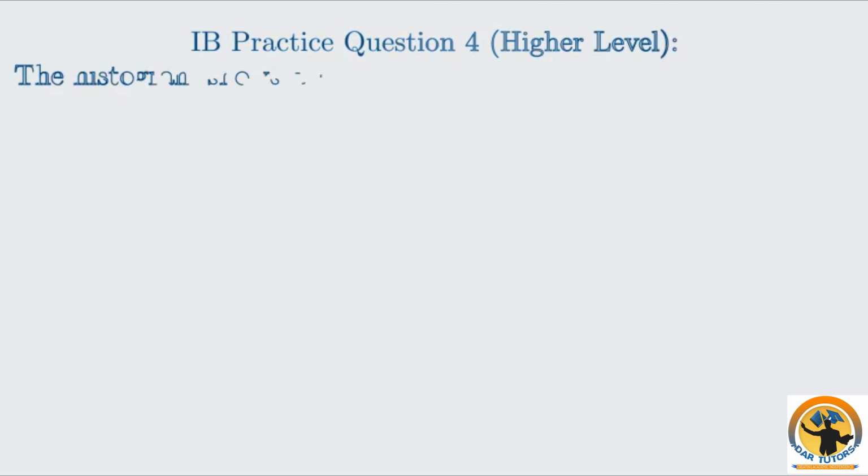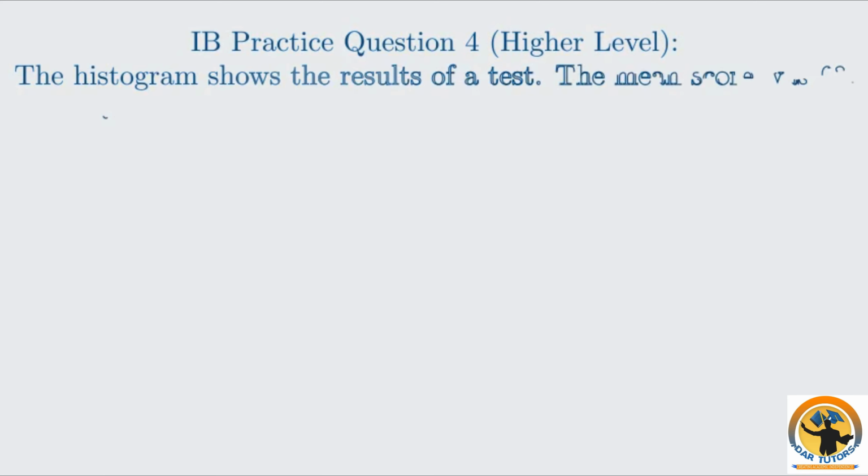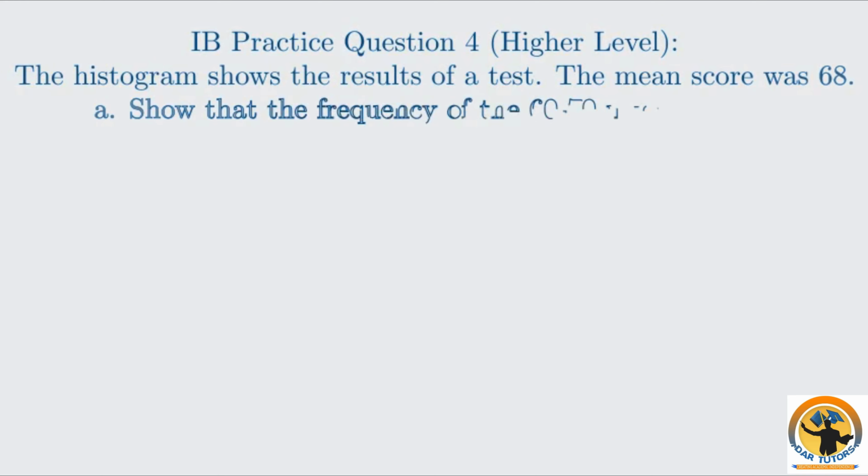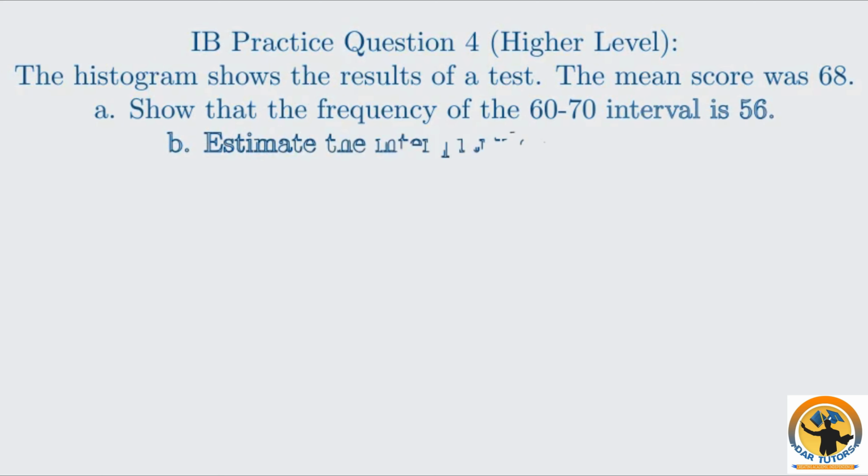Let's tackle a more complex IB problem involving a missing frequency and estimating spread from a histogram. We have a histogram showing test results. The mean is given as 68. The frequency for the 60-70 interval is missing. We need to find this frequency and then estimate the IQR.